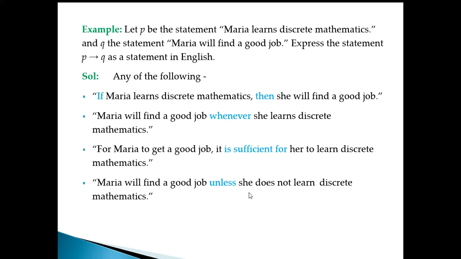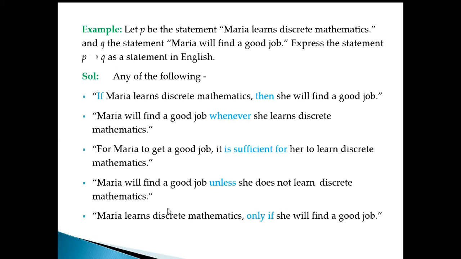Next, suppose we have: Maria will find a good job unless she does not learn discrete mathematics. Unless is used for a negative sentence, so here we use does not. It means the P implies Q. Next: Maria learns discrete mathematics only if she will find a good job. If you have only if, not if and only if, that is not it, and not then either, only the first statement and the second statement are connected with only if. That also means P implies Q.